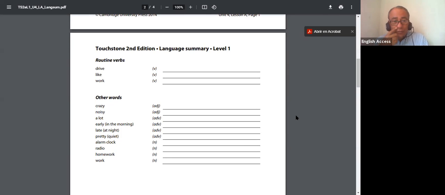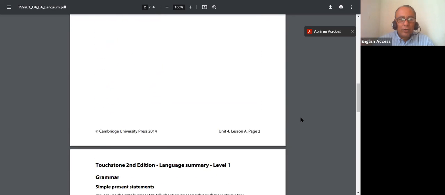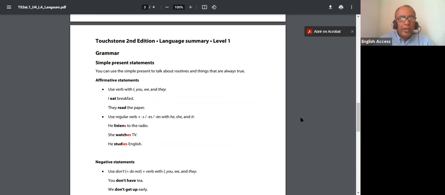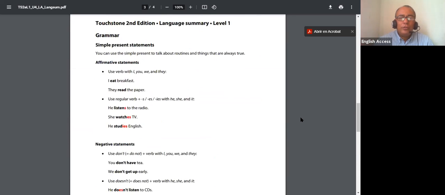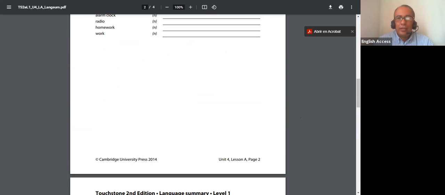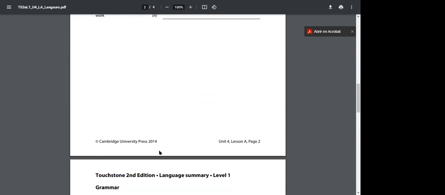En este caso, drive es un verbo. Y abajito, other words, crazy, adjective. Un adjetivo, una palabra que describe, igual noisy, a lot, early, pero alarm clock tiene una N que quiere decir noun, sustantivo. Y ahí lo van a ir poder viendo ustedes. Miren, más abajo creo que hay más información con ejemplos y todo. Todo eso lo tienen ustedes.